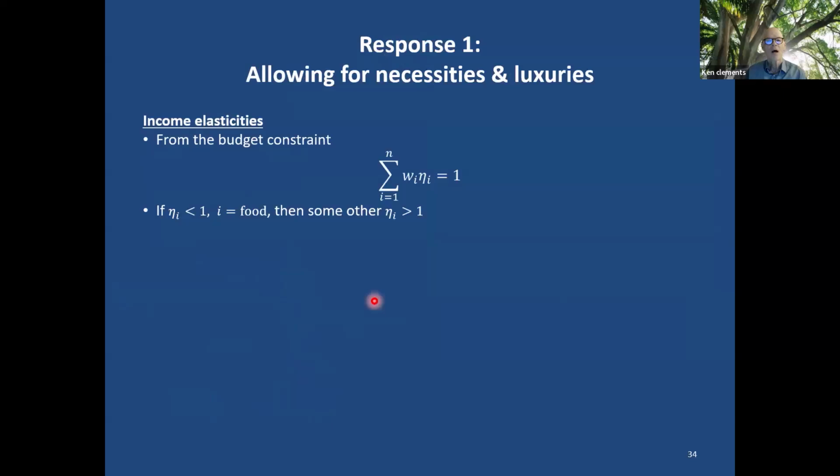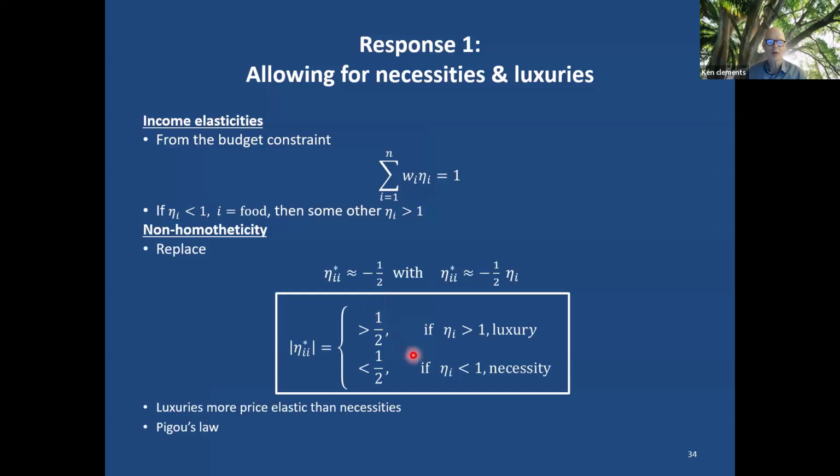That's very bad. Response number one, how do we allow for necessities and luxuries? Well, we can do that rather easily just by modifying Pigou's law that says that the price elasticity of demand is a bit greater than half if the income elasticity is greater than 1 for a luxury. For a necessity, the price elasticity would be less than a half, where the income elasticity is less than 1. So we could modify that appropriately to deal with that objection.